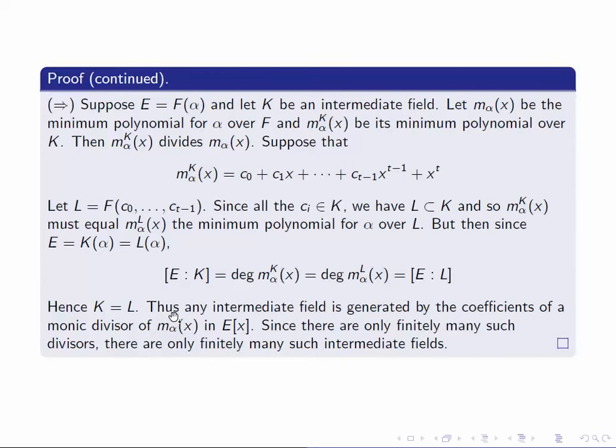Thus, any intermediate field is generated by the coefficients of a monic divisor of this fixed minimum polynomial, m_alpha. But there are only finitely many such monic divisors, so there can only be finitely many intermediate fields.